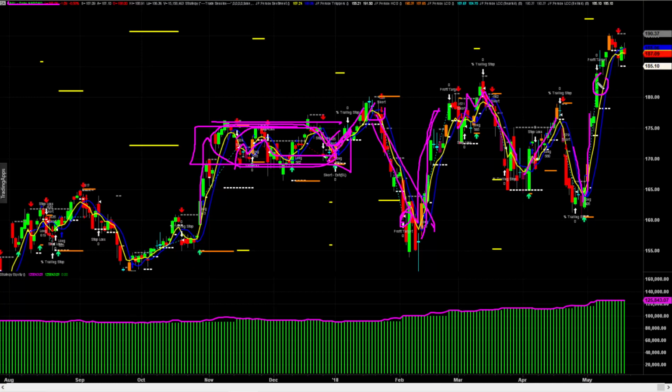And current position right now in Apple, by the way, is flat in the system, and we're waiting to see. We had a PPS sell signal up here, but the system is not short yet. And we're waiting to see what it does and if it generates a short trade.